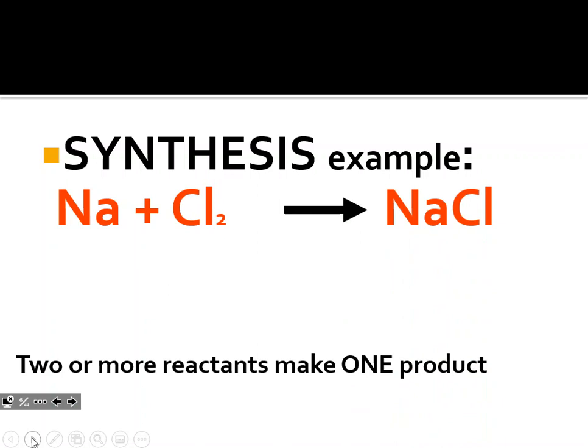Now, yes, this is not balanced. We're not really concerned about balancing right now, but these two substances are going to come together to make the one product. We're really just identifying types of reactions here. So sodium metal, chlorine gas comes together to make sodium chloride here.